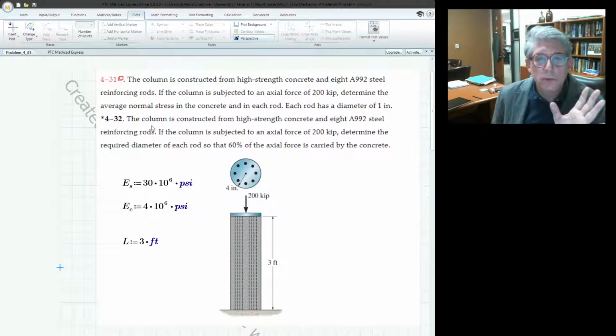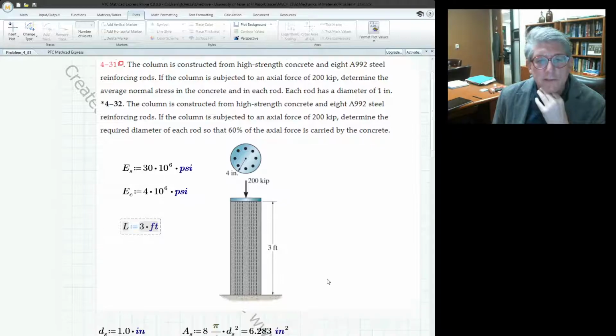All right. So again, we did this problem in class, the 431, the problem we did in class. Here it's the concrete cylinder with eight 1-inch diameter rebars in it and a 200 kip force, and we need to figure out the stresses in the concrete and the steel. Here I've defined Young's modulus for the steel and for the concrete, and here's the length. Those are the things we've done in class.